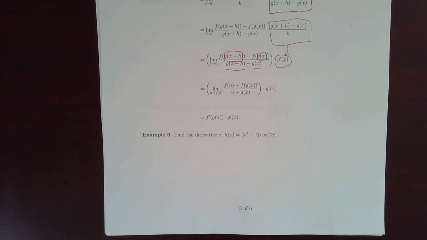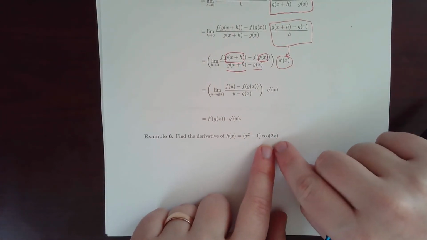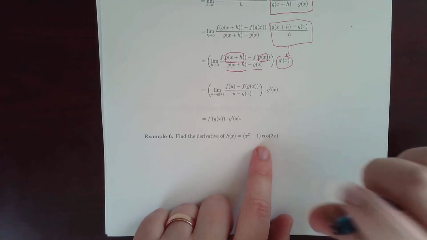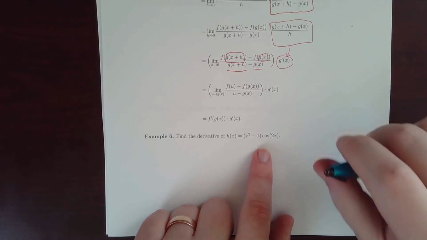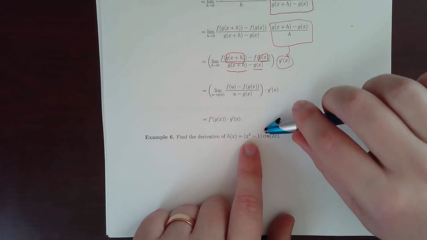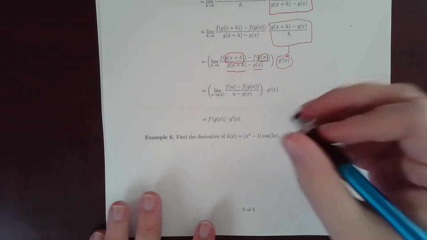Let's say we wanted to find the derivative here of h of x, which is equal to x squared minus 1 times cosine of 2x. So this is actually going to be a product rule and then a chain rule. Here, the x squared minus 1 is not something we need to worry too much about, but cosine of 2x is going to be a problem for us.